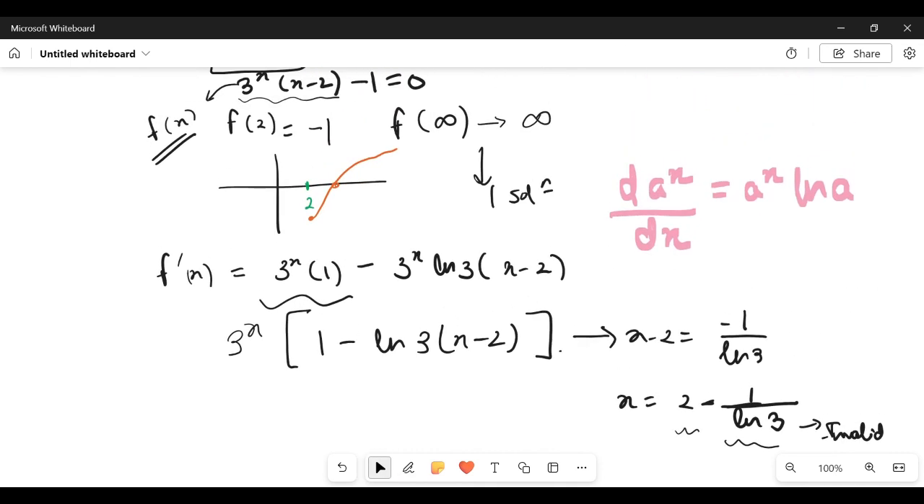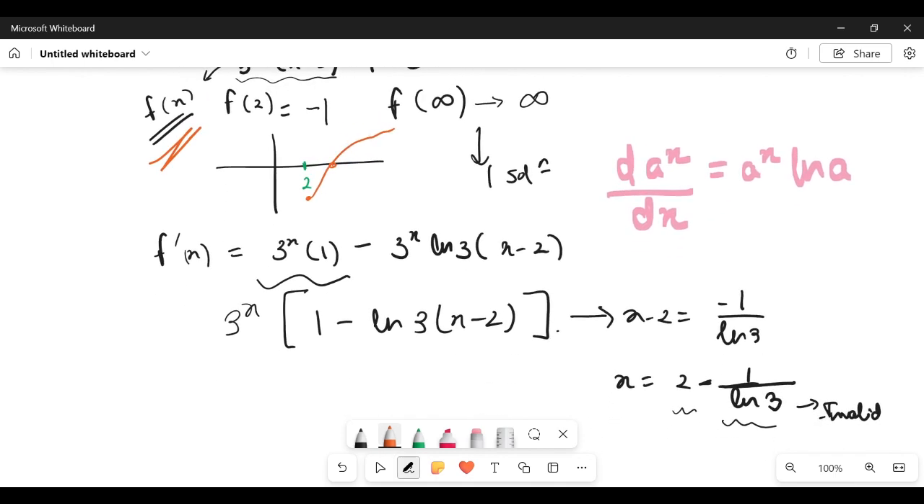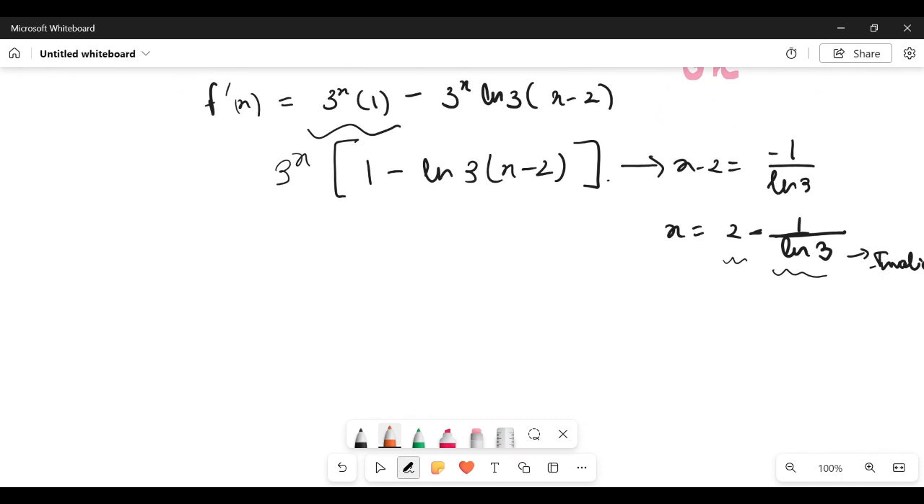So what does this tell us? This tells us that f dash x is not going to be 0 anywhere, and that is why the graph that we made here is right, because it will only cross the x-axis one time, and the slope of this f(x) is always positive. Otherwise, what could have been another possible thing? Let's suppose that f dash x has some roots in between.